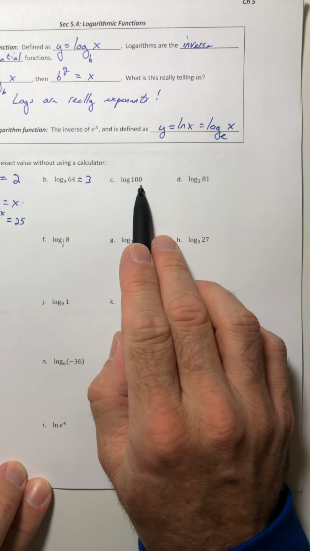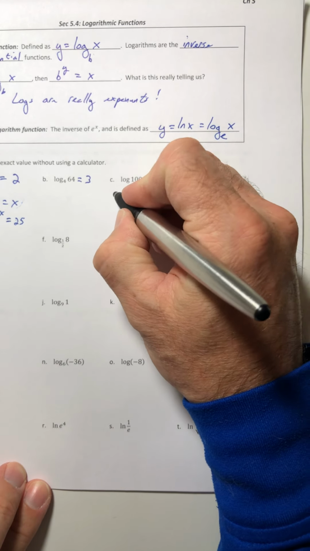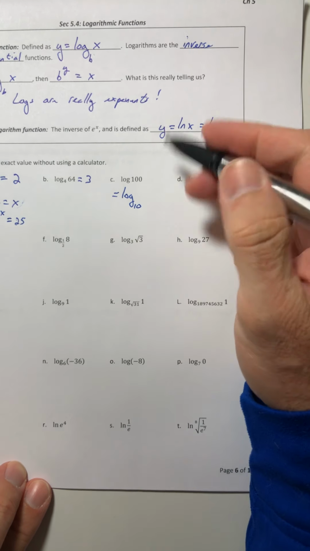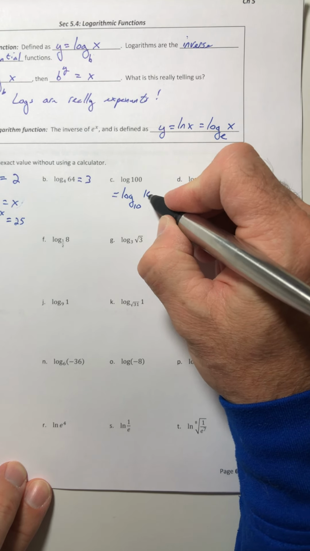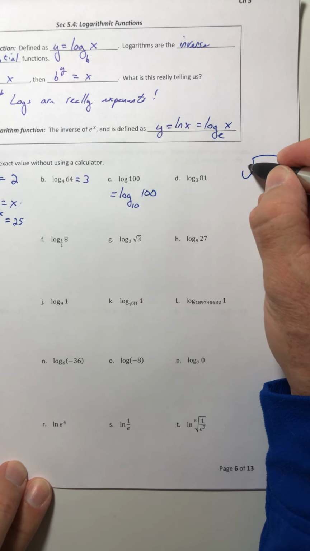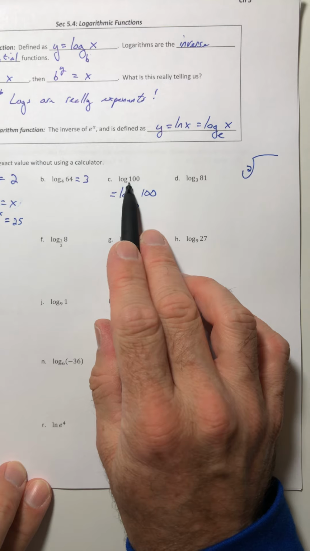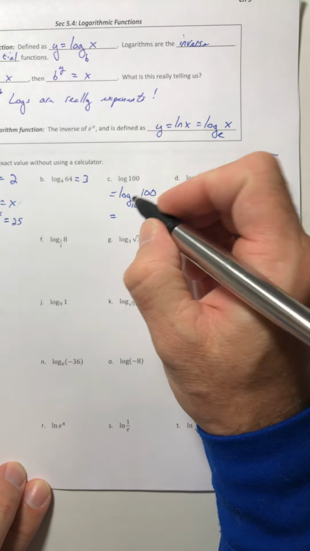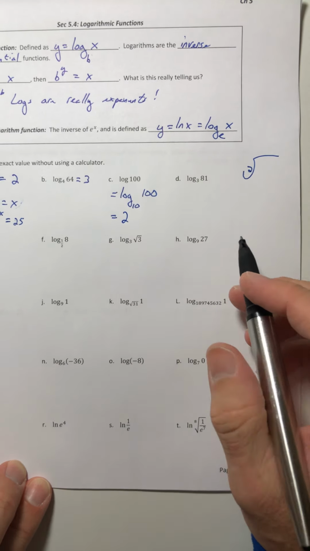Now this one's interesting. Some of you might be noticing, hey, there's no base number. Well, if there's no base number, it's taken for granted that the base is actually a 10. Just like a square root doesn't have that little index of a 2, it's just invisible. So for a logarithm, if there's no base number there, it's automatically a base of 10. So what exponent does the 10 need to make 100? A 2.